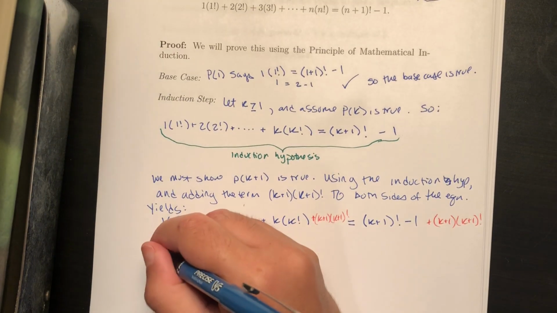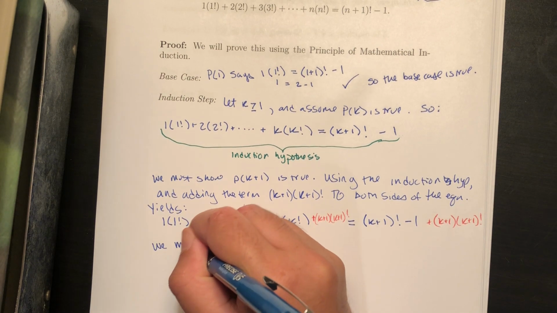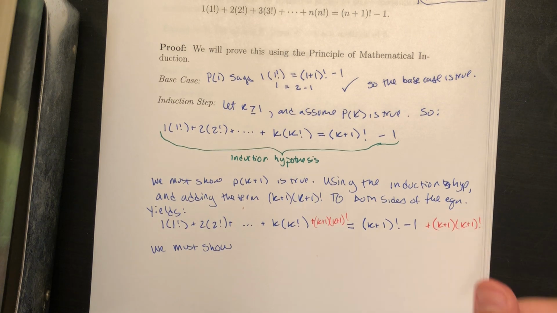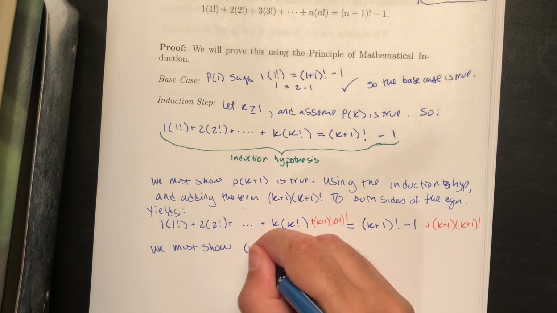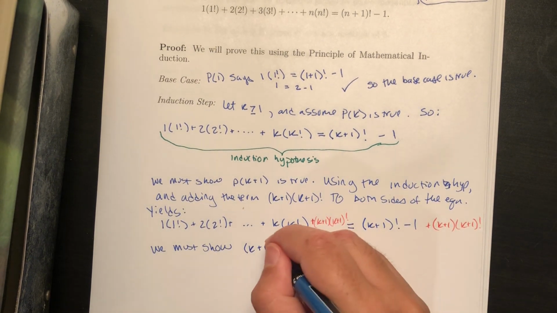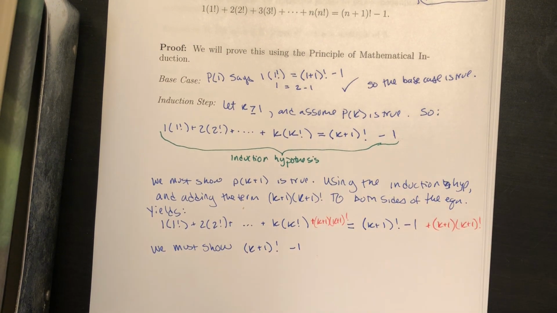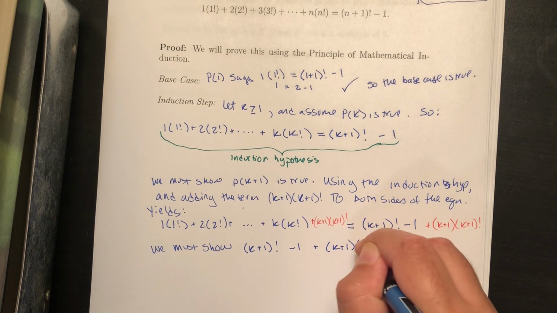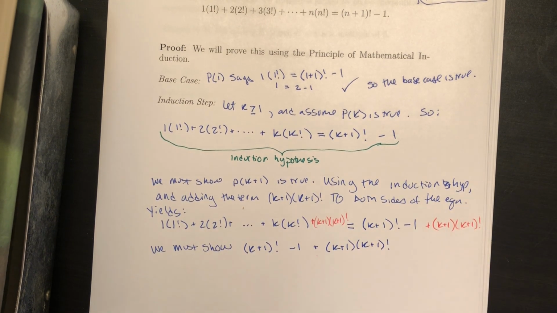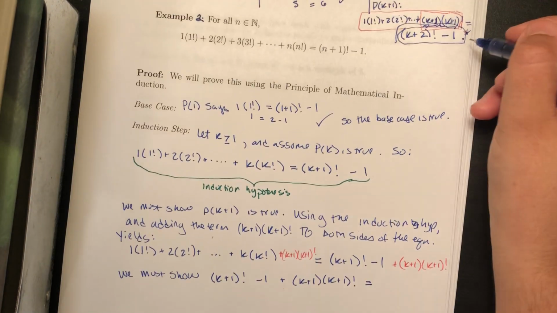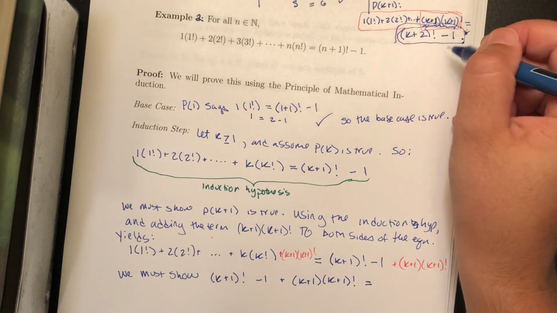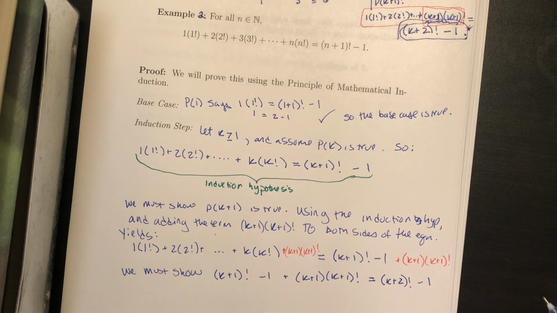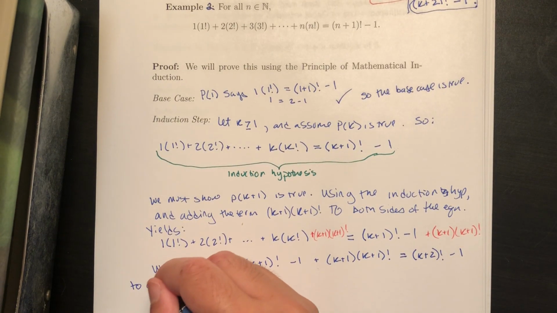So we must show that this right-hand side here, (k+1)! minus 1, plus the red stuff, plus that (k+1) times (k+1)!, is actually equal to the right-hand side of the induction step, (k+2)! minus 1, to complete the induction step.